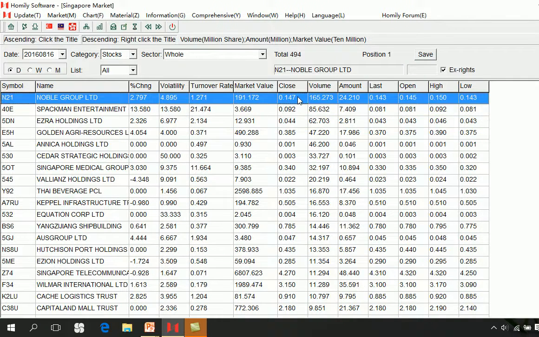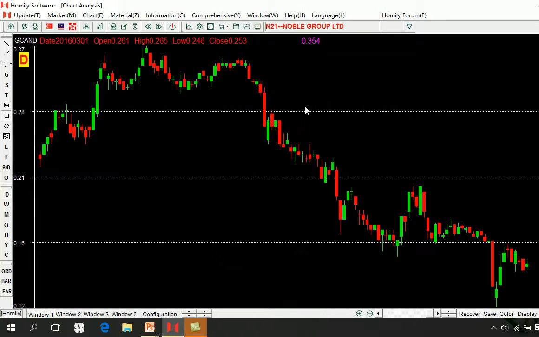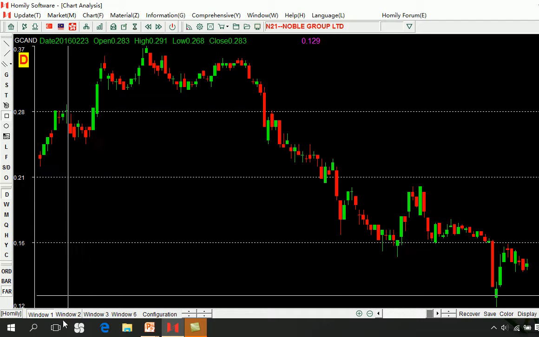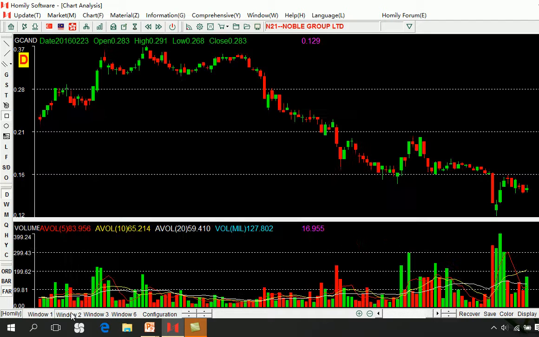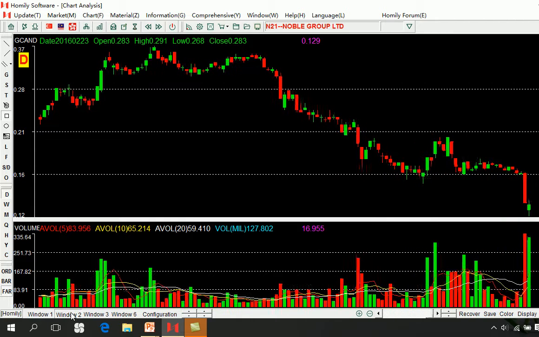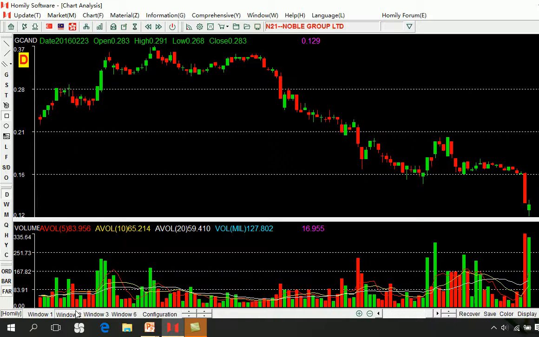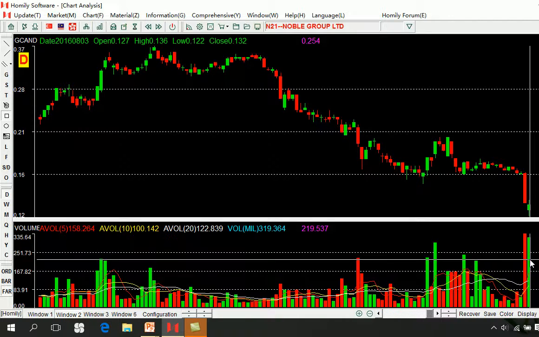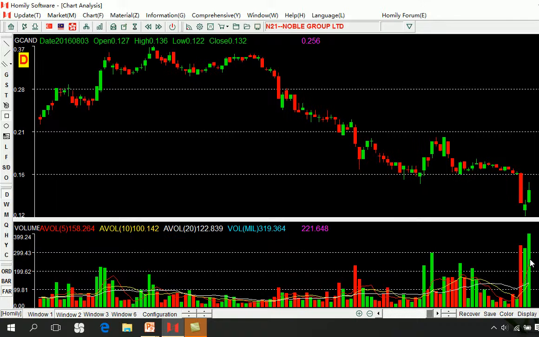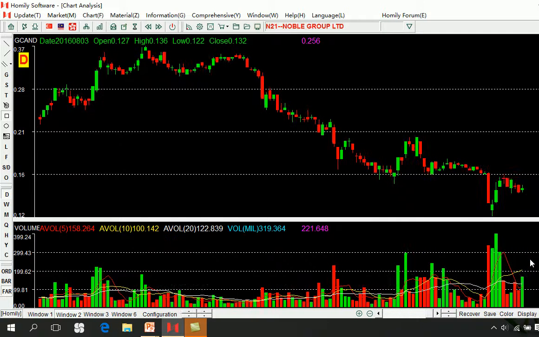The first one is Noble. Noble, we know that this is the rebound, right? So how to find it? Last time I mentioned this stock. Here, this is the big drop, right? And the next day, the volume is higher, which means maybe they have some rebound. I mentioned that. So the market has some rebound.